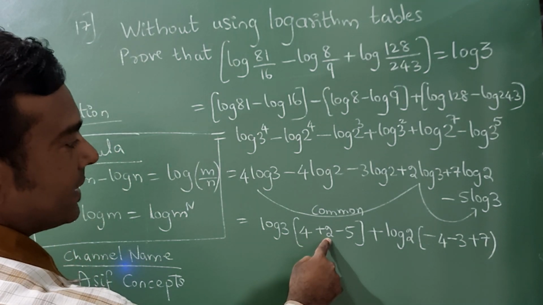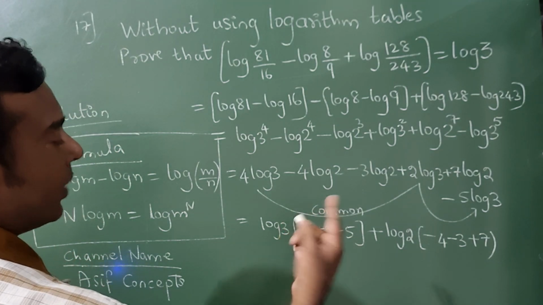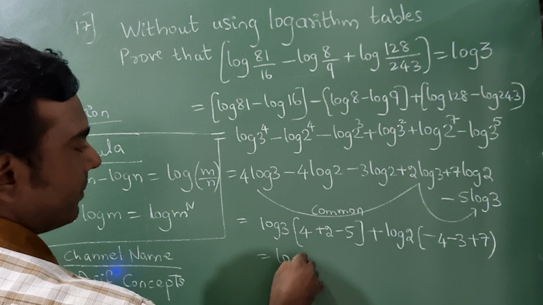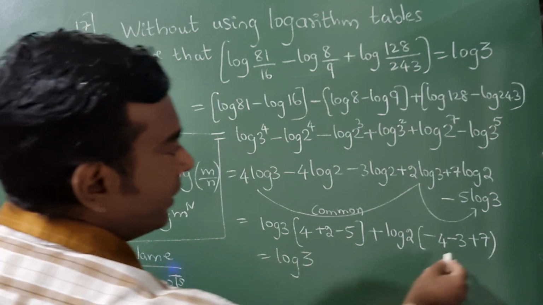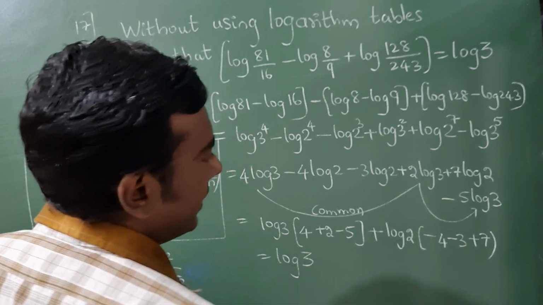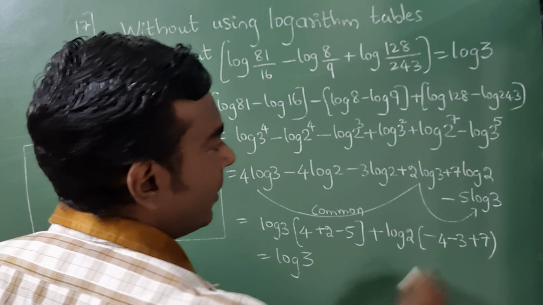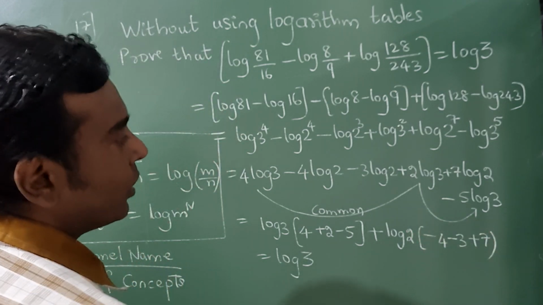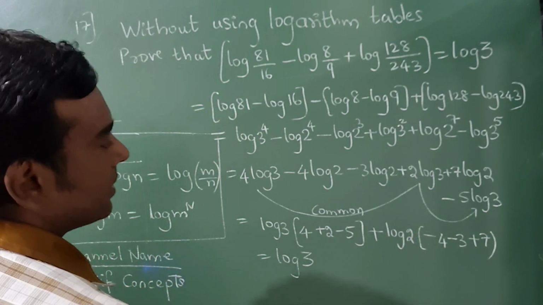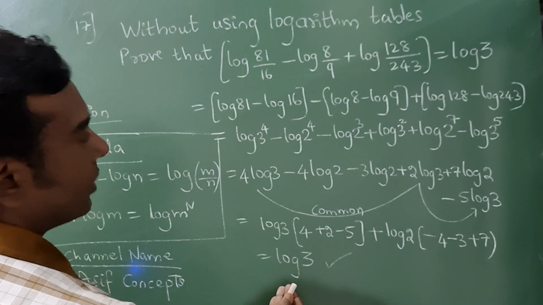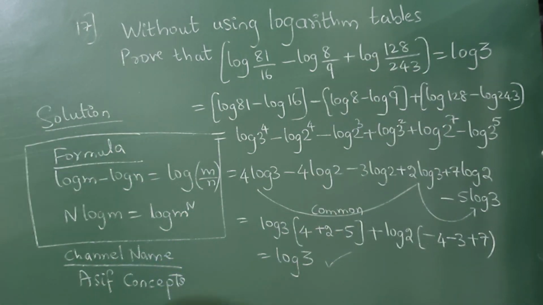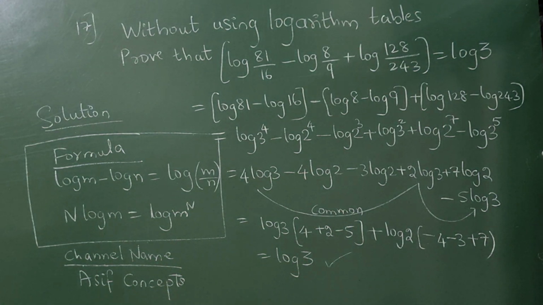Now 4 plus 2 is 6. 6 minus 5 is 1. 1 is nothing but the same thing, so log 3. Here minus 4 minus 3 is how much? Minus 7. Minus 7 plus 7 is 0. 0 into anything is 0. So your final answer is log 3. You can see here. I hope you understood this sum.